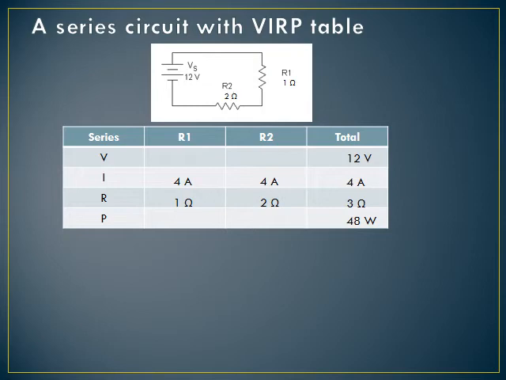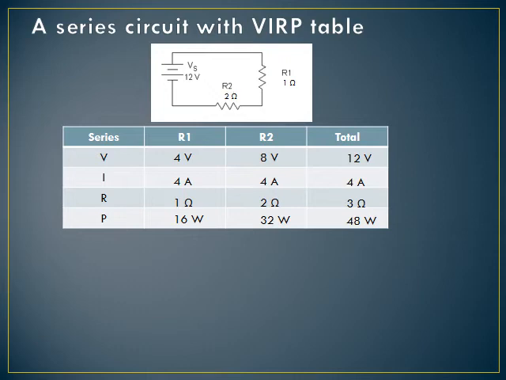I equals V over R, so 4 equals unknown voltage divided by 1, which means that R1 is going to be 4 volts. And for R2, in that column, it's going to be 4 equals some unknown value divided by 2, which is 8 volts. So there's actually more voltage being used up in that second resistor, which should make sense if you think about that as a harder test. You can also calculate the power. So 16 watts is 4 times 4 in the first resistor, and 32 watts is 4 times 8 in the second resistor.